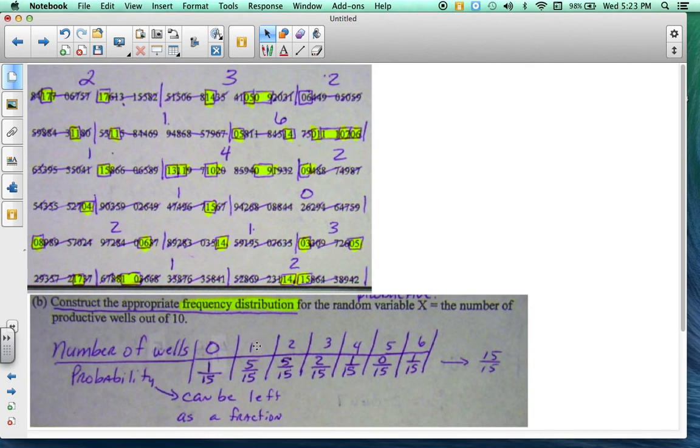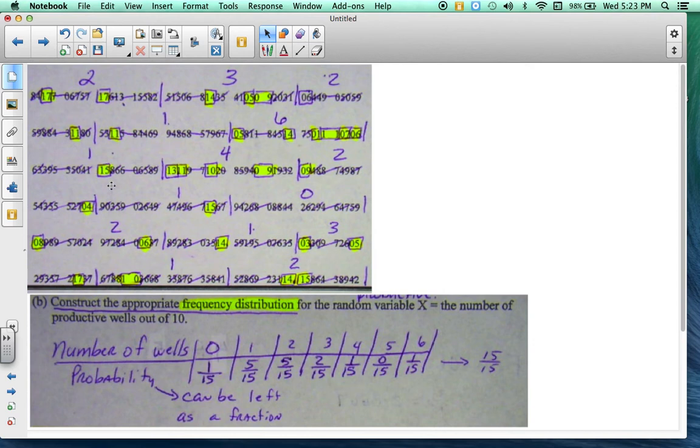The number of wells that were productive of 1 occurred 5 times. How many times did I get 2 wells that were productive? 5 times. 3 wells that were productive? Twice. I got 4 wells productive out of 10 one time, and 5 I got none, and then 1 time I got 6 productive wells in my simulation. So that's out of the 15 simulations that occurred.